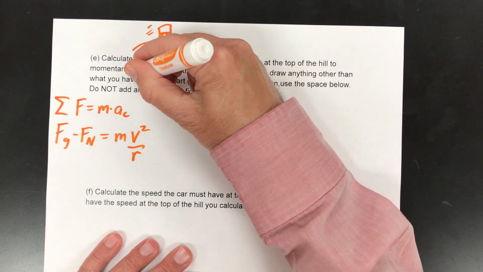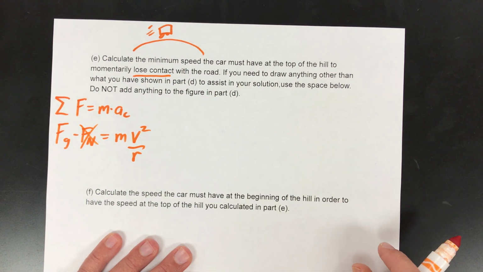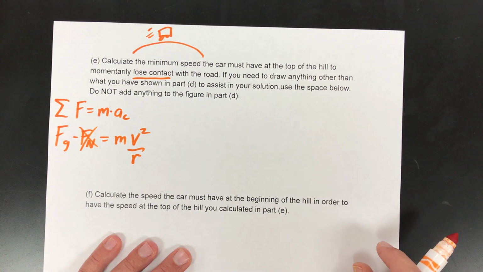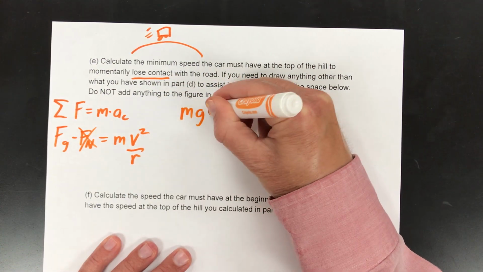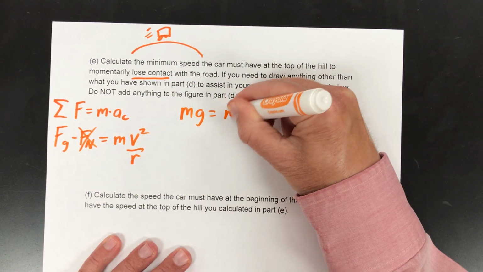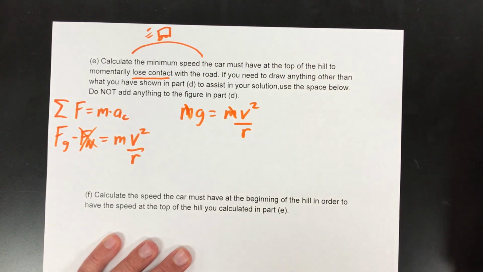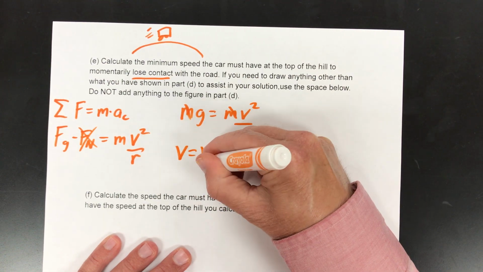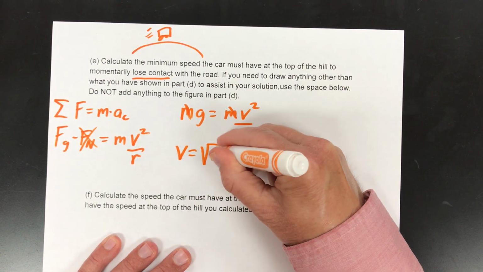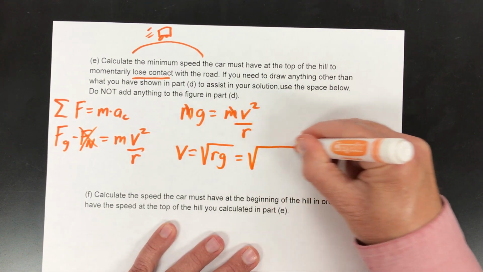But here's the thing. If we lose contact with the road, then we are actually losing our normal force. There is no normal force because we've lost contact. So now let's plug in for Fg. So mg then is all that's left on this side, equal to mv squared over r. And our m's cancel out there. When we go to solve for that velocity then, it is simply the square root of r times g.